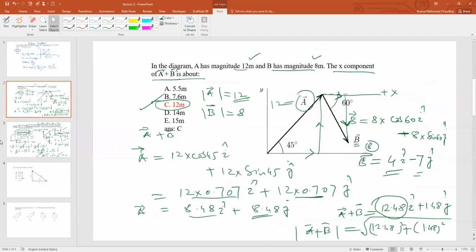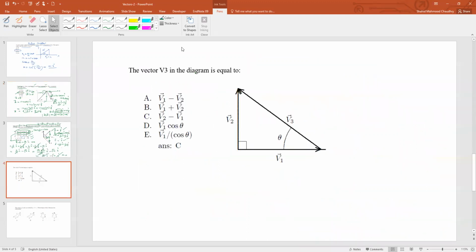Okay, understand? Any question? Yes, student. Clear. Okay, if the answer is clear, then we are moving to the other slide.